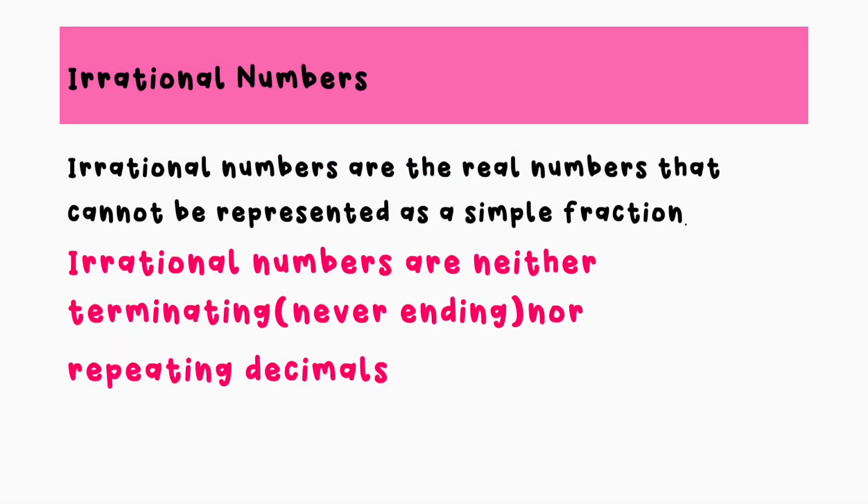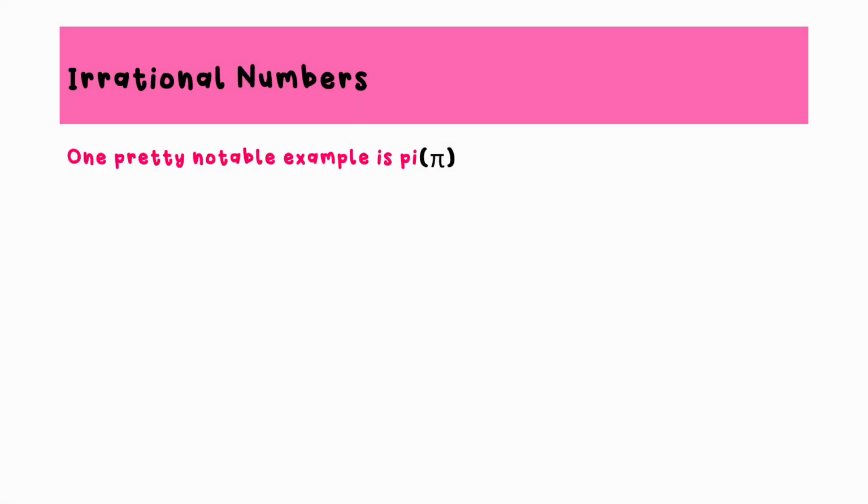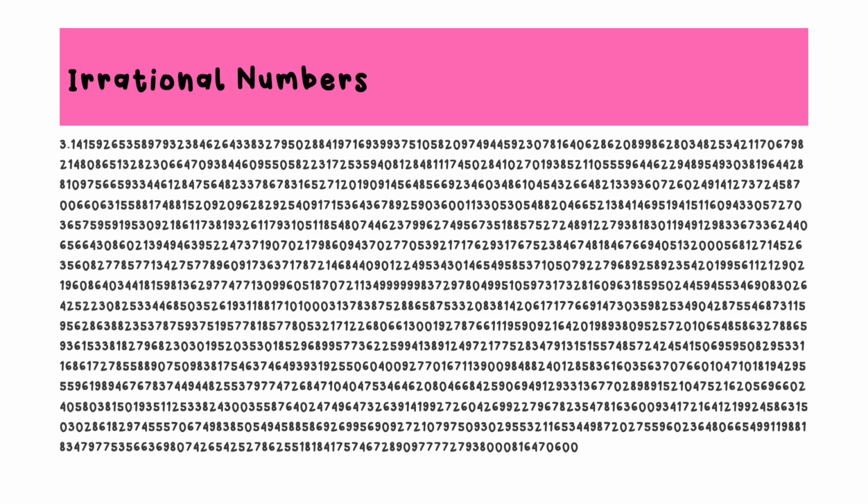Now that we're done with rational numbers, let's move to the irrational numbers. Irrational numbers are real numbers that cannot be represented as a simple fraction. Irrational numbers are neither terminating nor repeating decimals. One pretty notable example is pi. Here are just some of the digits of pi, and you can see how many digits this is. Pi is never ending, which means that it is an irrational number.